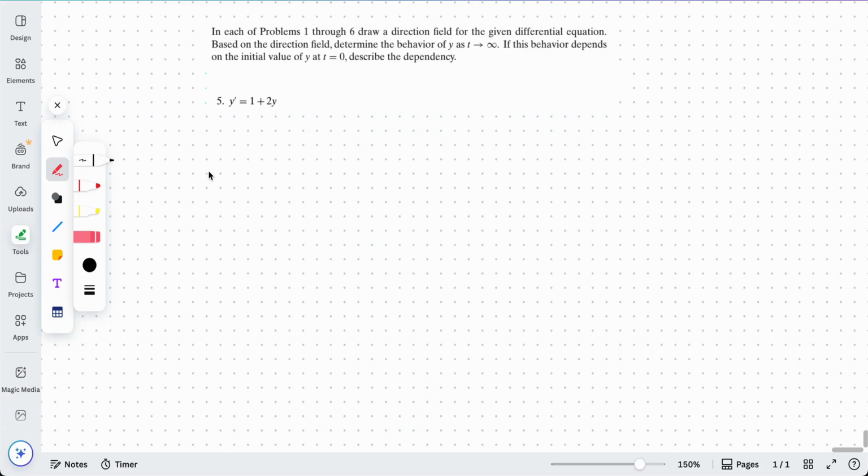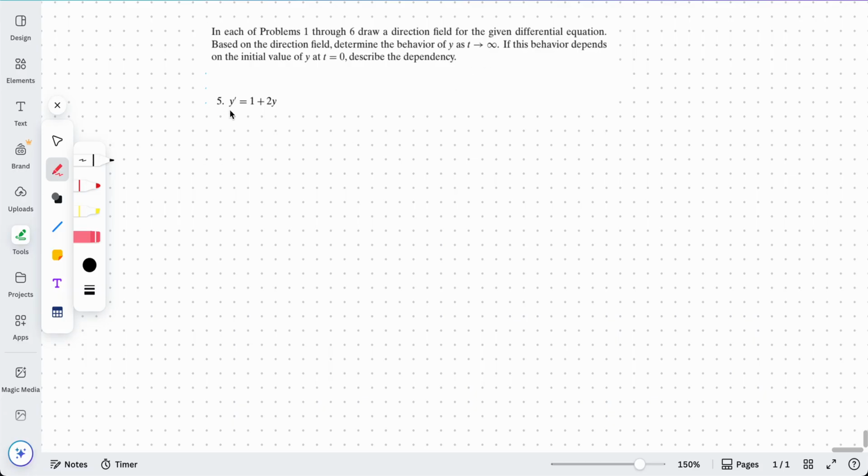Hi, my name is Vihaan Pardeshi, and today I'm going to be showing you guys how to draw direction fields for differential equations. So here we're asked to draw a direction field and determine the behavior as t approaches infinity.